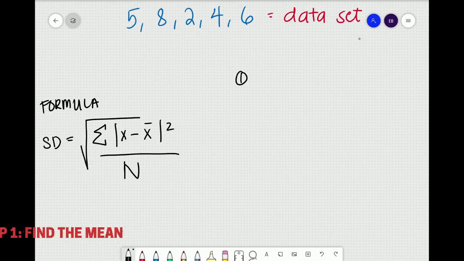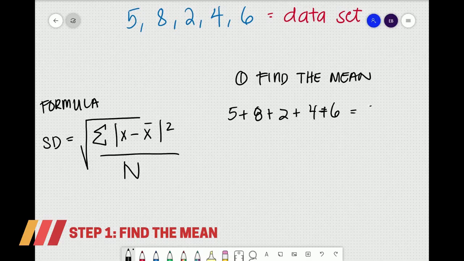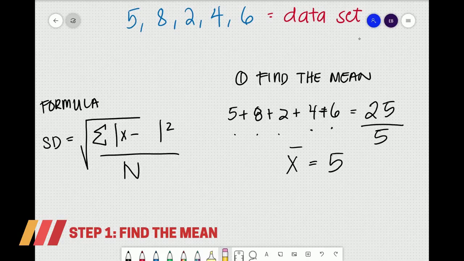So for step 1, we have to find the mean. We can achieve that by adding our data points. So 5 plus 8 plus 2 plus 4 plus 6 equals 25. And we divide that number by the number of data points that we have, which is 5. So we divide 25 by 5 and we get 5. 5 is our mean. So x bar equals 5, and the x bar in this equation represents our mean. So I'm just going to change that to 5.